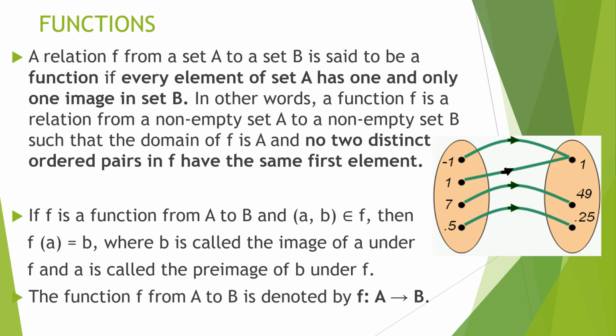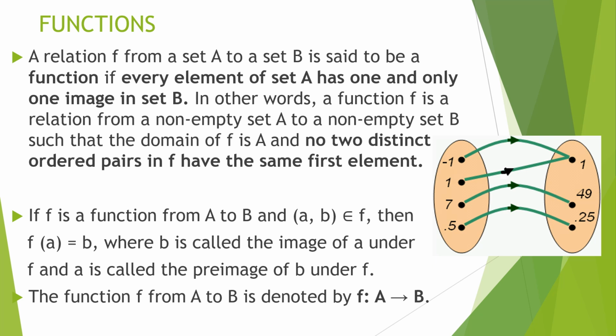So how will you differentiate it? Remember these two important things. Every element of A has one and only one image in B. Like in the diagram shown over here, -1 has one image, 1 also has one image. That means on the left hand side, in the set A, every element has an image in the set B. So it is a function.